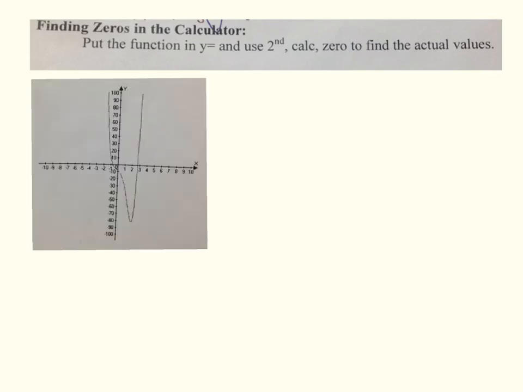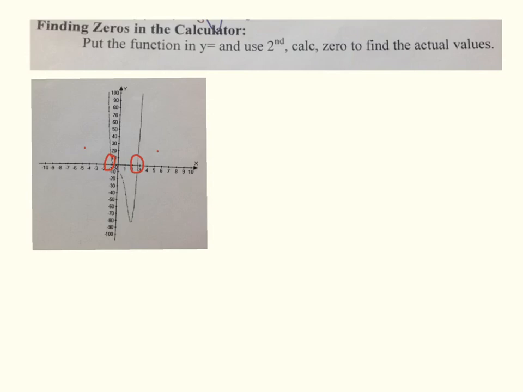So we had predicted that we could have 3 or 1 positive, and we have 1. We could have 3 or 1 negative, and we have 1. If we've got 1 positive and 1 negative, there's 4 left that have to be imaginary. But what I want to teach you right now is to put this in y equals, graph it, and go second calc 0.